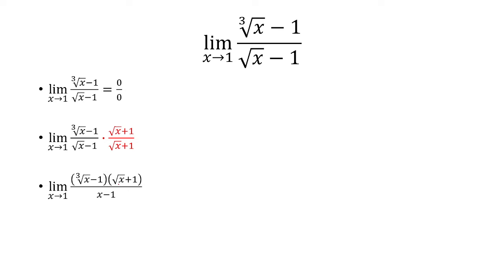A couple things here. Notice first that the limit as x approaches 1 of square root of x plus 1 is 2. So this is fine. We can break this up and put it as a separate limit. But the cube root of x minus 1 over x minus 1 will give us 0 over 0. Okay, so that's one thing to note. We're going to have to split this up.